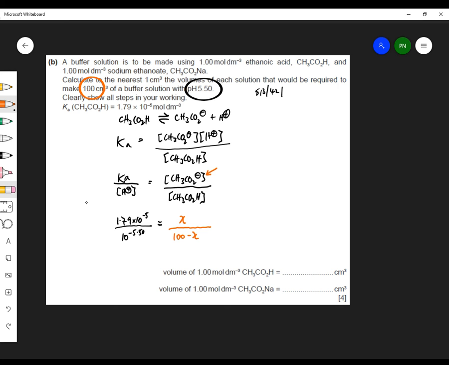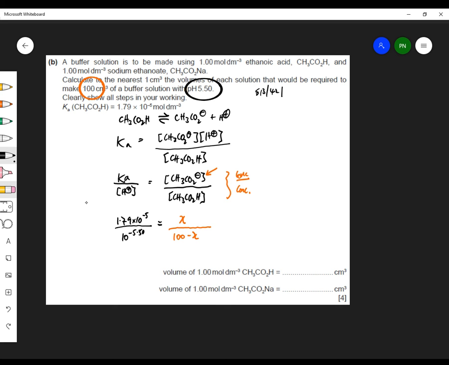Why can we put a volume over a volume when in this one it's a concentration over a concentration? The reason we can do that is because it's a ratio and the volumes will cancel out. X over 100 minus X is the volume to volume ratio. It's also the number of moles to number of moles ratio. We can get away with lots of naughty things with ratios because the volumes are going to cancel out.